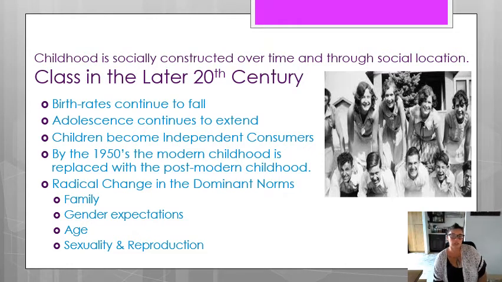And so some of the reasons why we have this is because of some radical changes within our society since the 1950s. The concept of family has changed considerably. Gender expectations have changed considerably. What is age appropriate, or what your age means in terms of your link to childhood or adulthood, has changed. And then even sexuality and reproduction, not only are we having fewer children, but our sexuality is continuing to change, how we meet, enter the marriage market, marry, and have children.